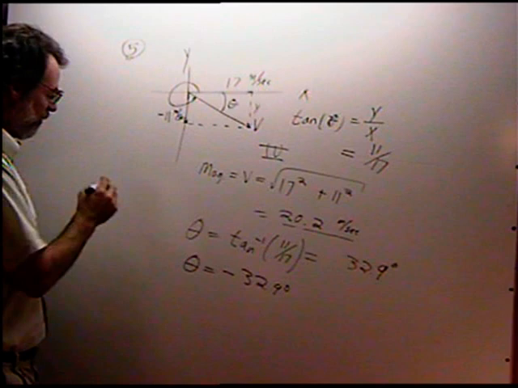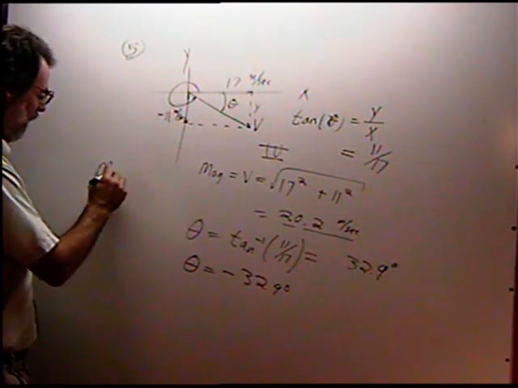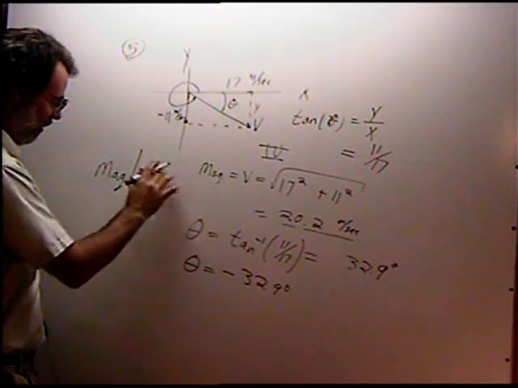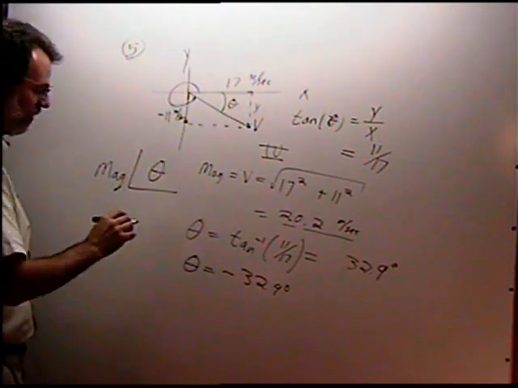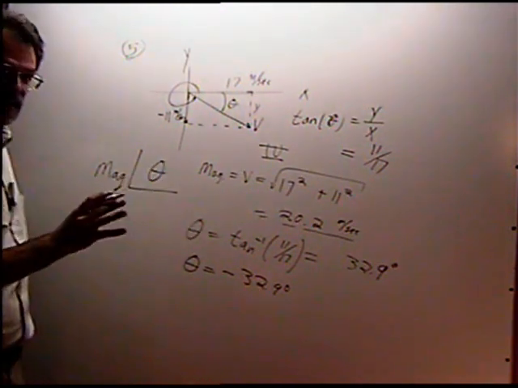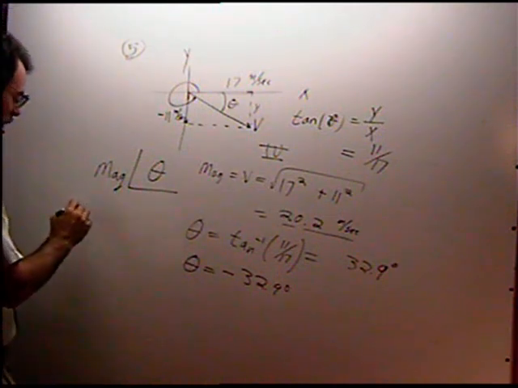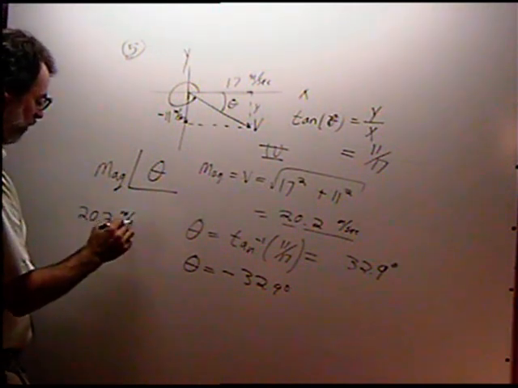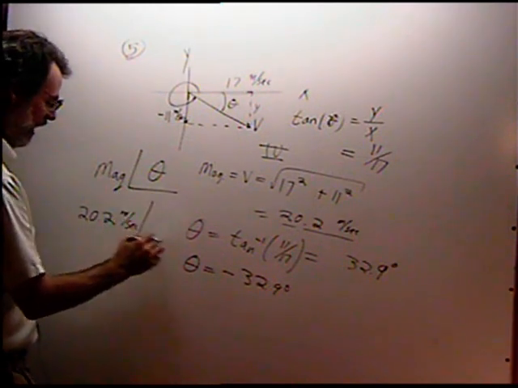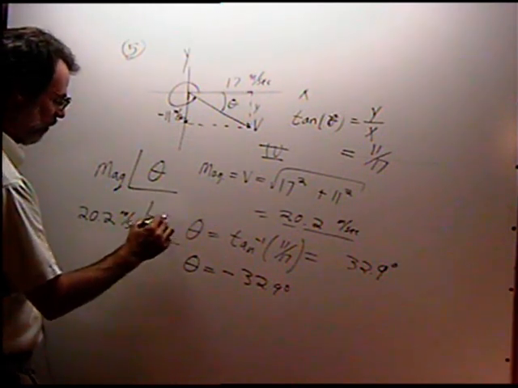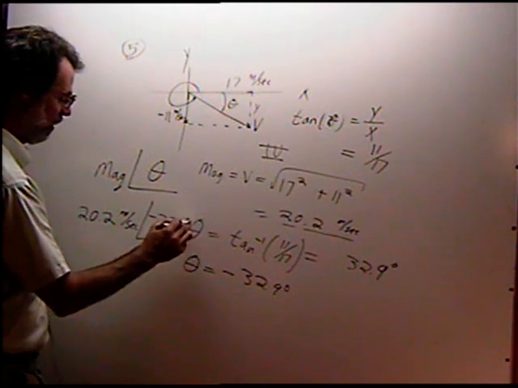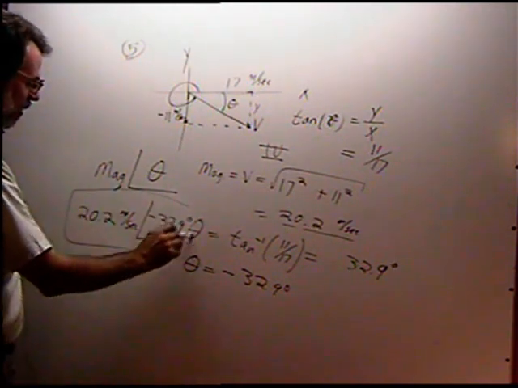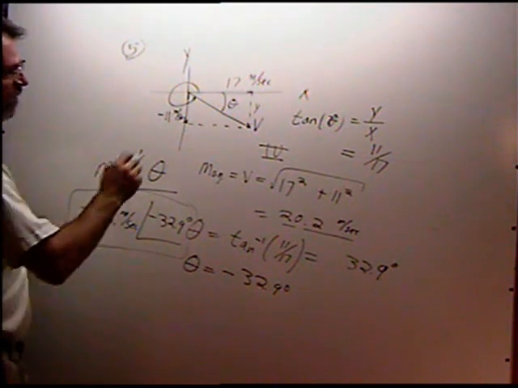The way I want the answers to be written down would be the magnitude, draw a little thing like this, and then the angle. Okay, so when you write the answer down here, what I would want would be 20.2 meters per second at an angle of minus 32.9 degrees. So that would be your answer, and you would write it this way.